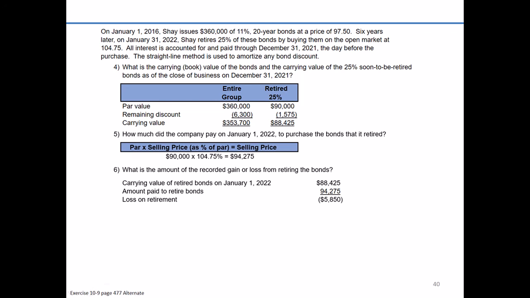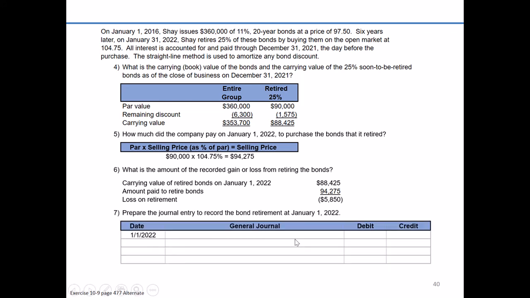If you step back and think about it, the amount that they had to pay in order to retire those bonds was greater than the carrying value. So that's going to be considered a loss to the company because they had to pay more than what really existed on the books at that point in time. So we're edging still a little bit closer. Now, we are also asked, last and not least, to prepare the journal entry. Last step that we have to do.